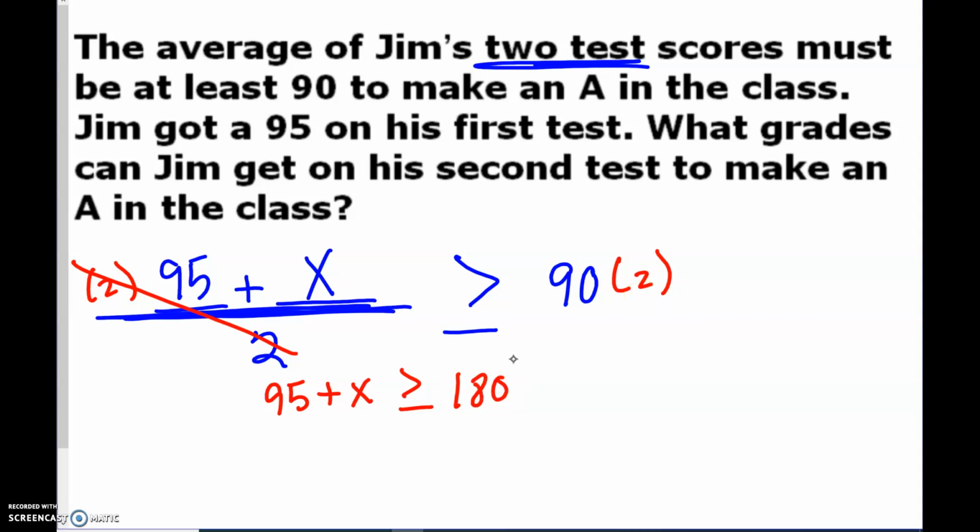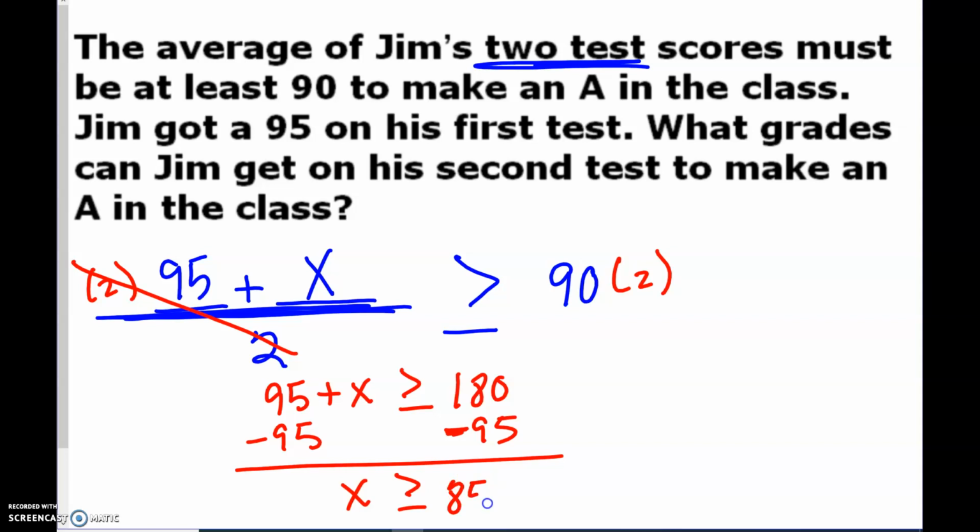So now, how do I solve this? I am going to subtract 95 from both sides. So I have X, my action here is to subtract, so there's no flipping, so I have greater than or equal to, and 180 minus 95 is 85. So as long as Jim scores 85 or better on his test, because this says anything greater than 85, then he will get an A in the class.